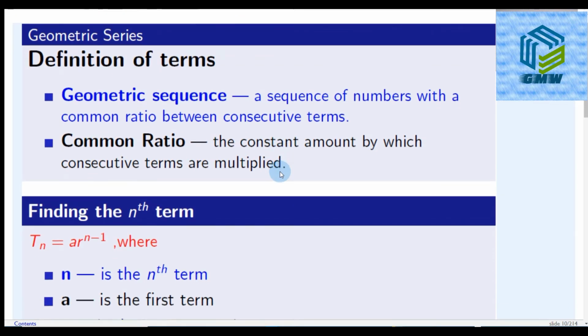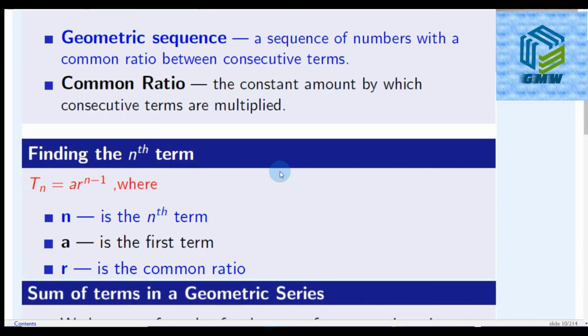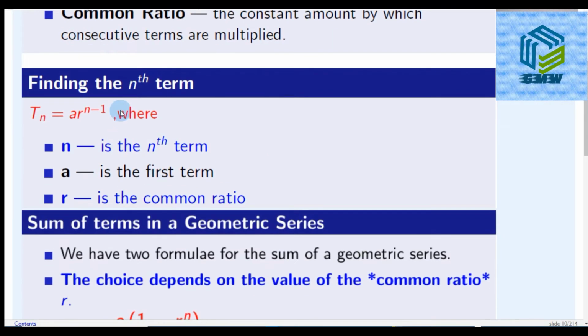Just like we looked into with arithmetic, there are important things we need. One, how do we find the nth term of a geometric series? Tn is equal to a r to the power n minus 1, where n is the term number, a is the first term, just like we did with arithmetic, and r is the common ratio that we just defined.